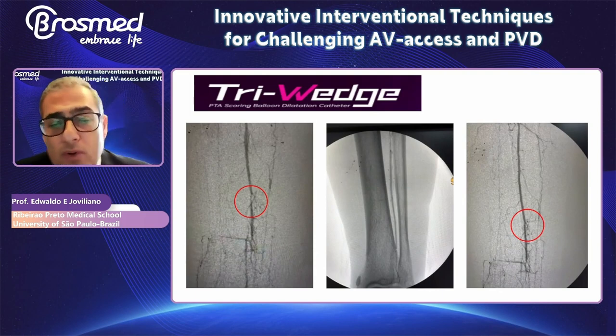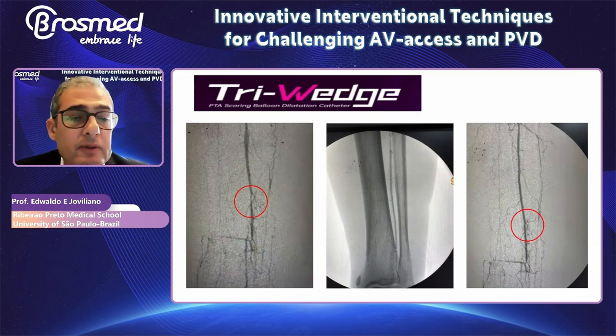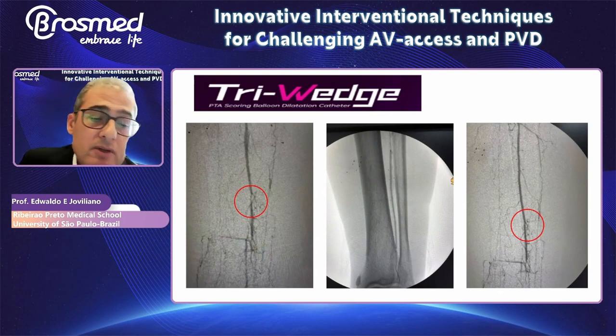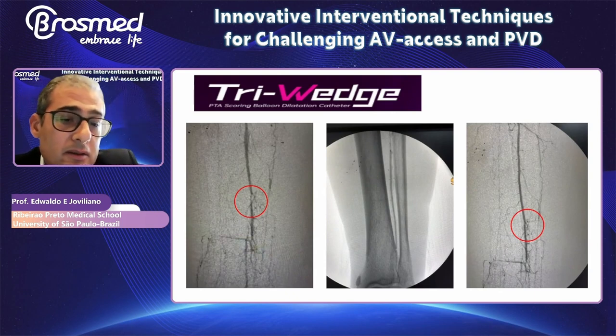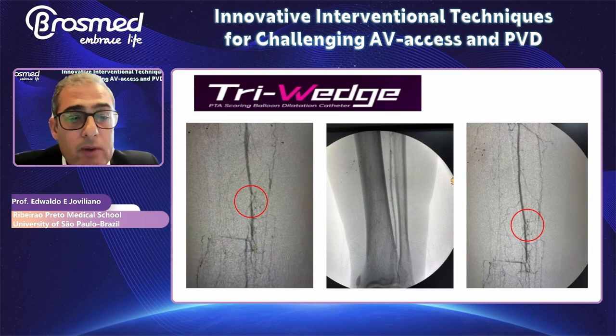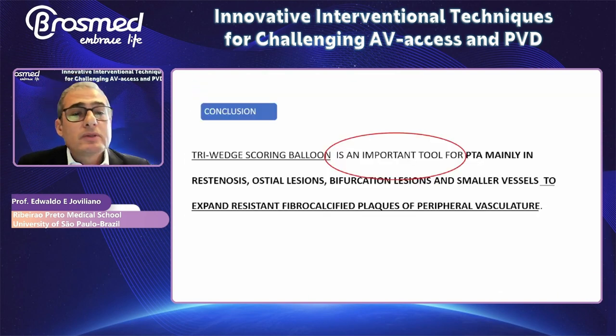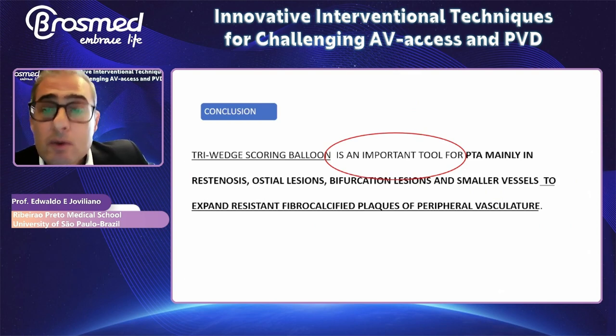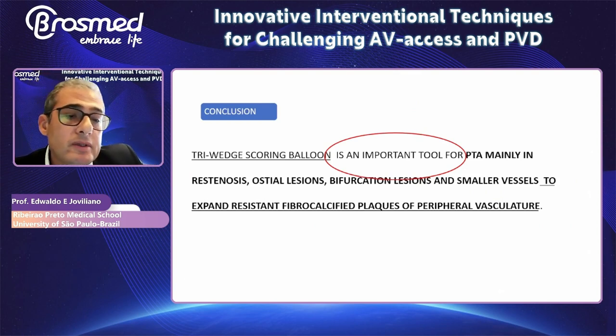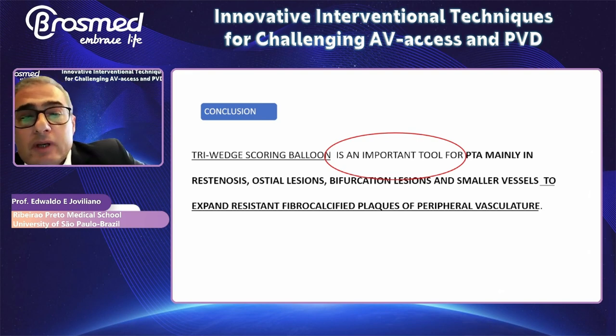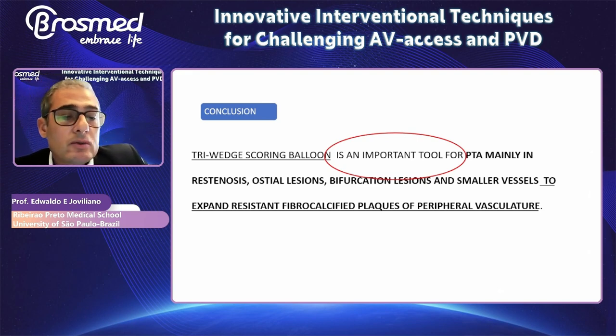Despite the poor runoff of the foot, the patient had good relief of the pain, with good bleeding after the debridement that we did at the same time because of the infection, and the wounds are healing very well. In conclusion, the Tri-wedge scoring balloon is, in our opinion, an important tool for PTA, mainly in restenosis, ostial lesions, bifurcated lesions, and smaller vessels, to expand resistant fibrocalcified plaques of the peripheral vasculature.